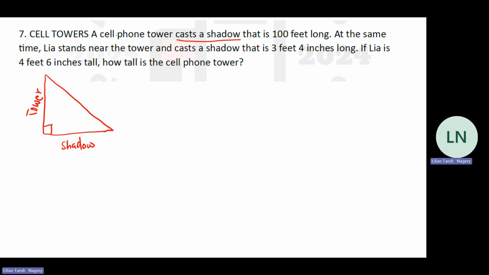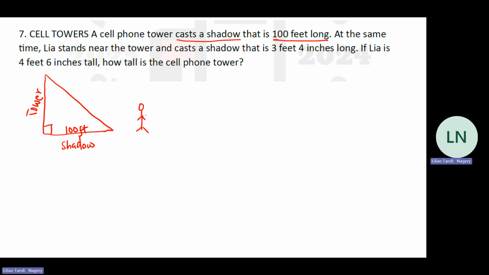Okay, what do we know? A cell phone tower casts a shadow that is 100 feet long. So the shadow is 100 feet. Okay? Then Leah stands. So there's Leah. Leah is standing over here.